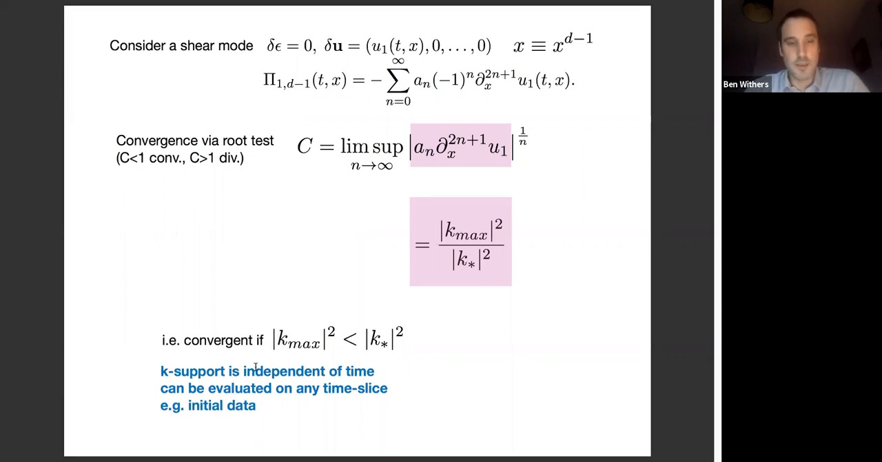So one point to make is that the statement about support in momentum space just pertains to this solution. If you give me a solution, you can look at its Fourier transform and ask if it's compactly supported or not. But because it's linear, you can ask that question at any moment in time. The support in momentum space will not change as a function of time because there are no nonlinearities. So in particular, you can evaluate this condition C already on the initial data surface, just on initial data if you want.